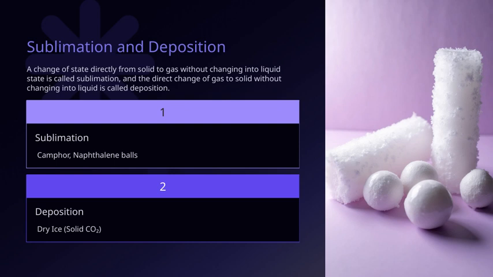Both sublimation and deposition are examples of how matter can change states in ways that aren't always straightforward. They connect to the overall theme of phase changes, showing us how versatile and dynamic matter really is. These processes are not just scientific curiosities. They have practical uses in industries like freeze-drying food or creating special effects in theater and film.